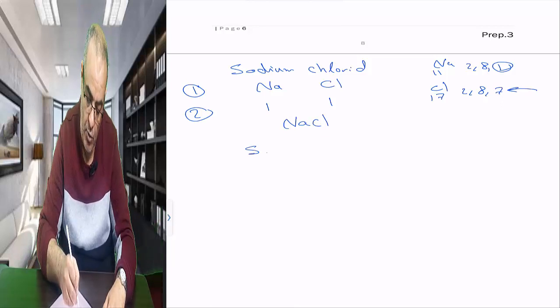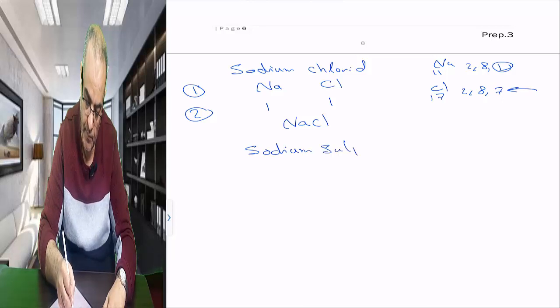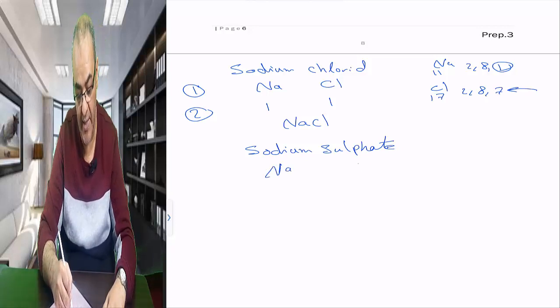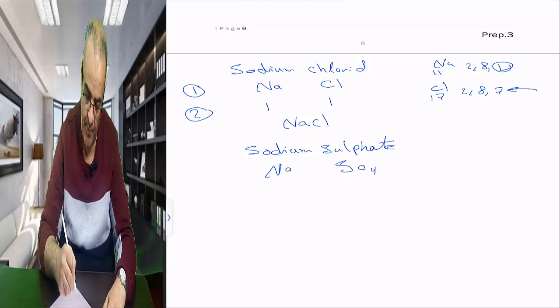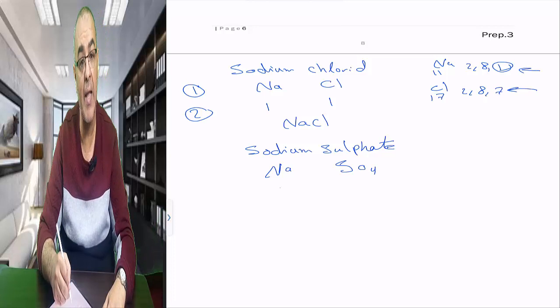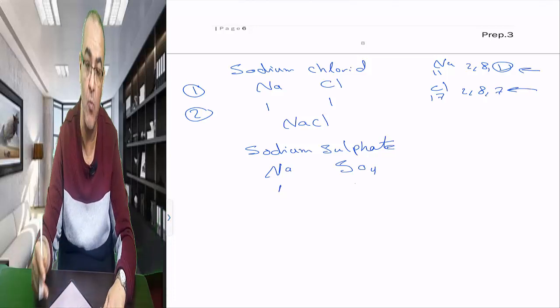Now write sodium sulfate. Here sodium, we wrote it with valency 1, Na, it's simple. Sulfate is SO4, an atomic group. Sodium, we said its valency equals 1, and sulfate's valency equals 2.